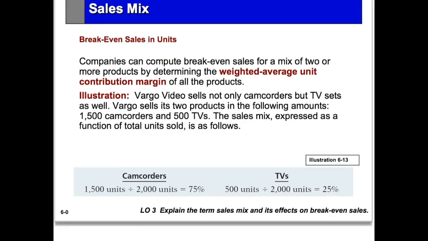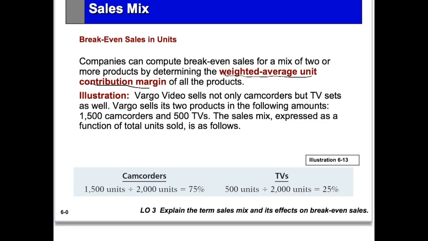Companies can compute their break-even sales for the mix of two or more products by using a technique called the weighted average unit contribution margin. That is the weighted average of the contribution margin of all products, weighted by the percentage of the sales mix.